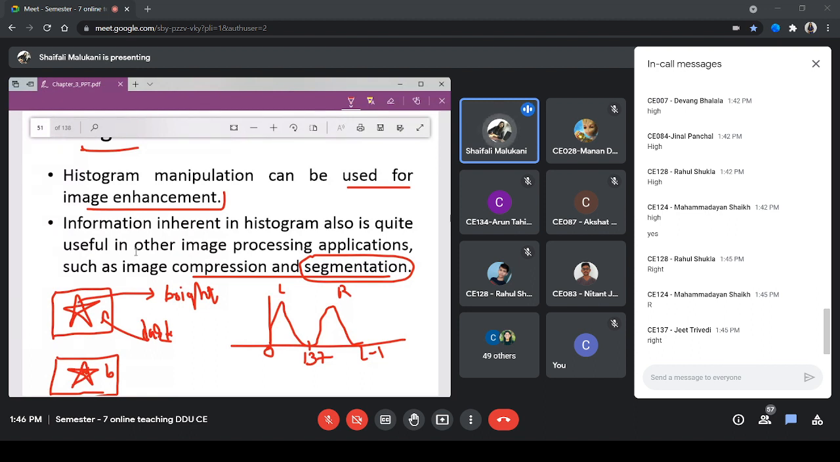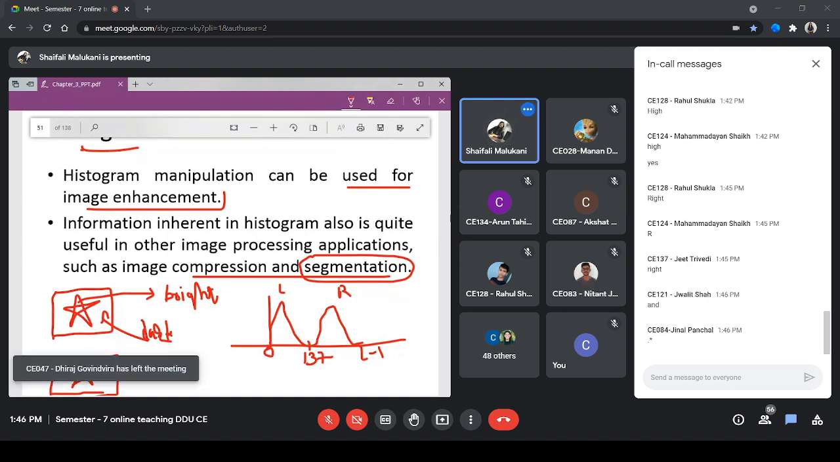Suppose I can get this type of mask where foreground is white, background is black, and I have the image. Then what kind of operation will I apply on these two so that I can get my segmentation? Yes, multiplication or AND operation, both are fine. Both are correct.